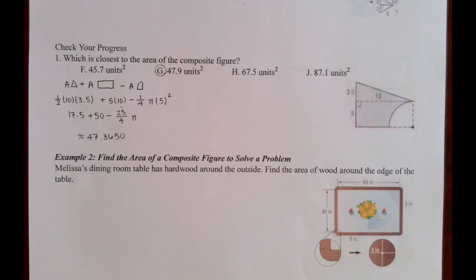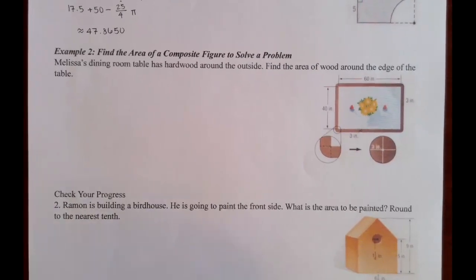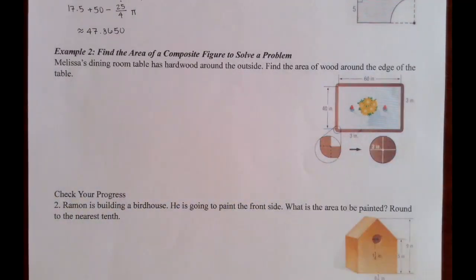Okay, so now let's move on to example 2. So Melissa's dining room table has hardwood around the outside. So you see the table here has this wood on the outside. Okay. We want to find the area of wood around the edge of the table.